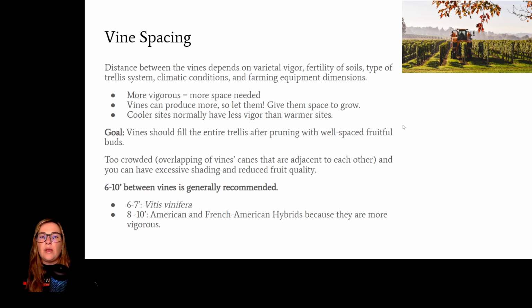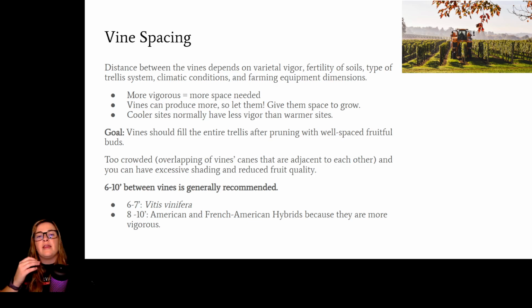Okay. Next, we have vine spacing. So we talked about the row spacing. Now we're talking about the spaces between the individual vines, right? So the spacing between the vines depends on the vigor of the variety that you're planting, the fertility of the soil, the type of trellising system that you're working with, your climate conditions, and farming equipment dimensions, right? So the more vigorous your vine is, the more space you'll need. So vines can produce more, so let them, basically, right? Give them the space to grow.